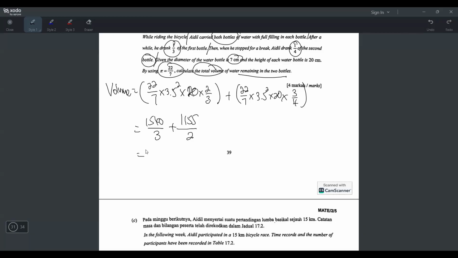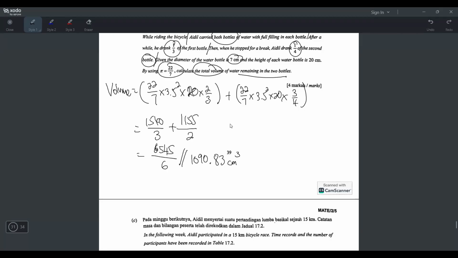My calculator gives me the answer 6545/6. So this is the final answer. You can write in decimal also. The decimal is 1090.833333, so 83. And then the unit is cm cube, because everything here is in cm, right? So the volume is cm cube.